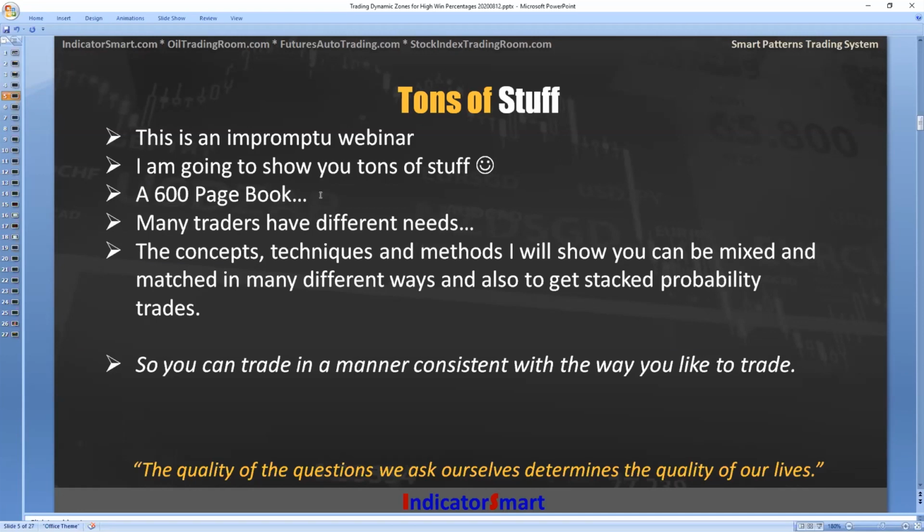So different traders have different needs. And so, pick your page. And then once you learn that one thing, you can mix or match it in all different kinds of ways. So you end up getting more by actually having focused down on that one thing. You also get stacked probability, which is something I'm not going to explicitly talk about today, but it's inherent in the kinds of things we're going to be talking about, stacking probabilities for high probability.